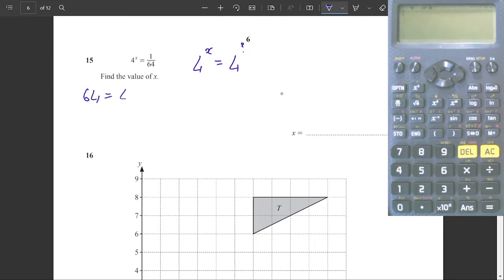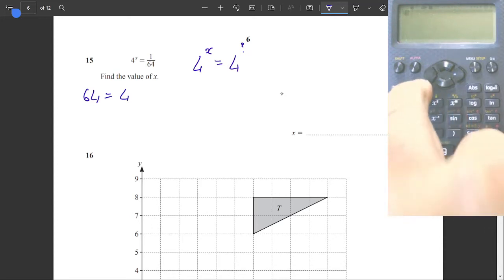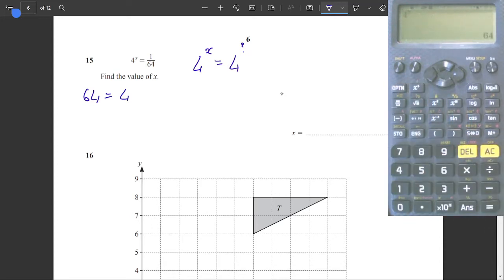64 equals 4 to the power of what? So let's quickly do trial and error. Let's try 4 cubed. Oh, 64, that was quick. 4 cubed equals 64. So we can write 4 to the power of x equals 1 over 4 cubed, because 4 cubed is 64.